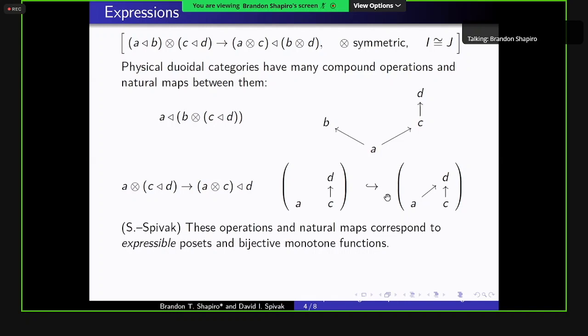all of the structure maps between two expressions in a physical duoidal category are the same as the monotone functions between their corresponding posets, which are bijective on the elements of those posets. And that comes from the symmetry of the tensor product, why we use bijections instead of identity on elements.